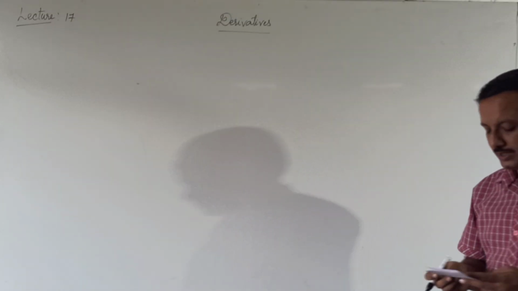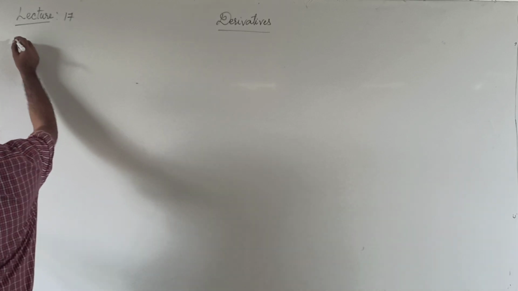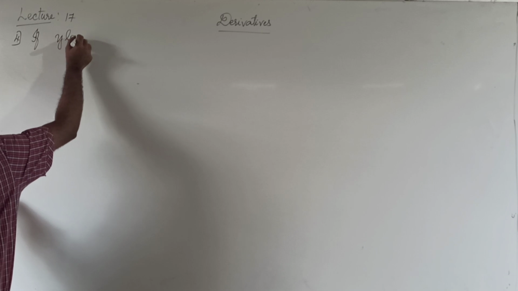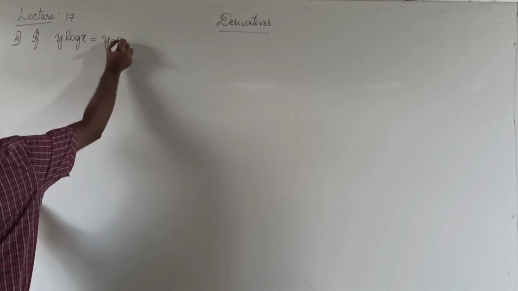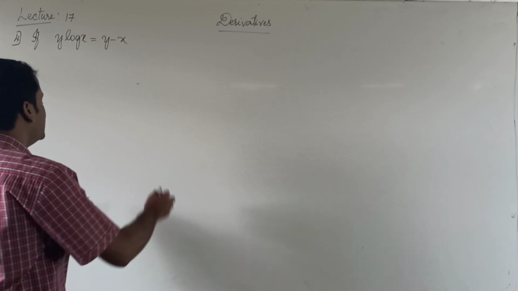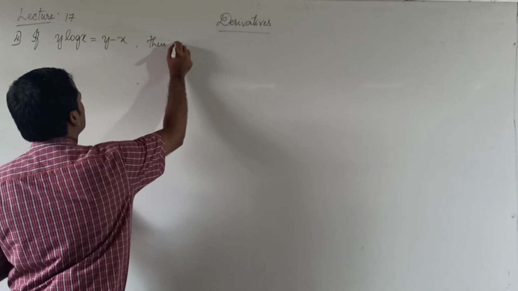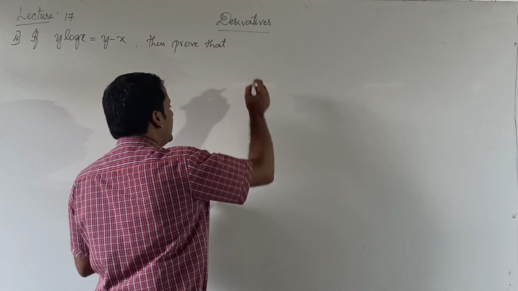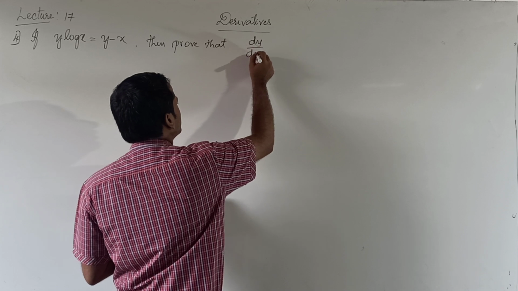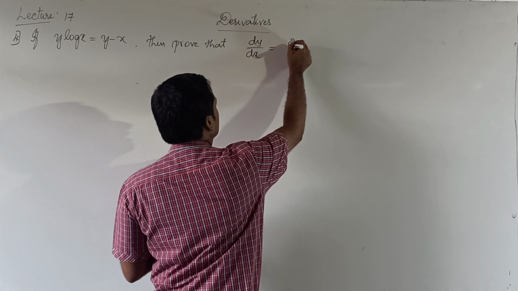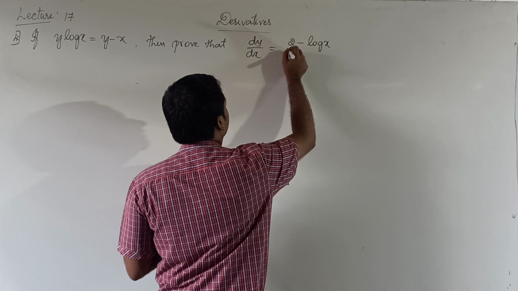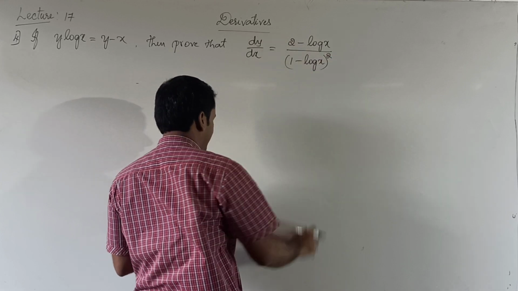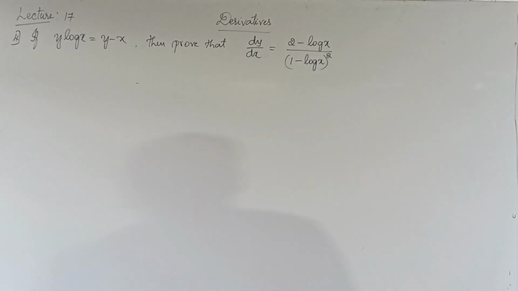Next problem. If y log x is equal to y minus x, then prove that dy by dx is equal to 2 minus log x divided by 1 minus log x whole square.